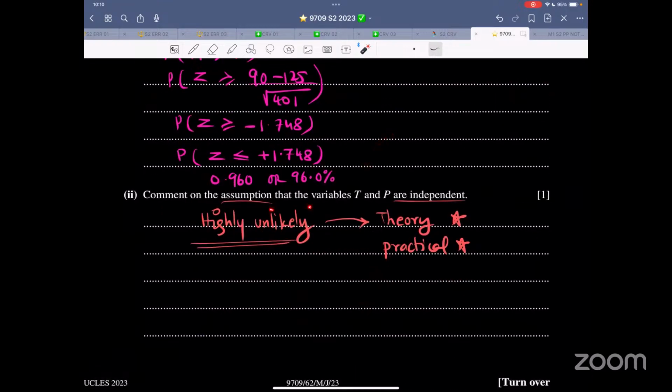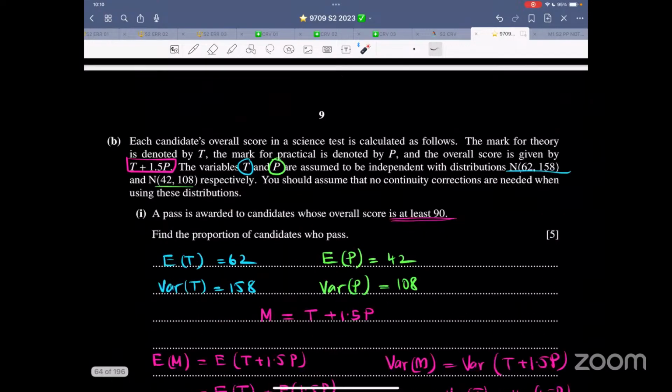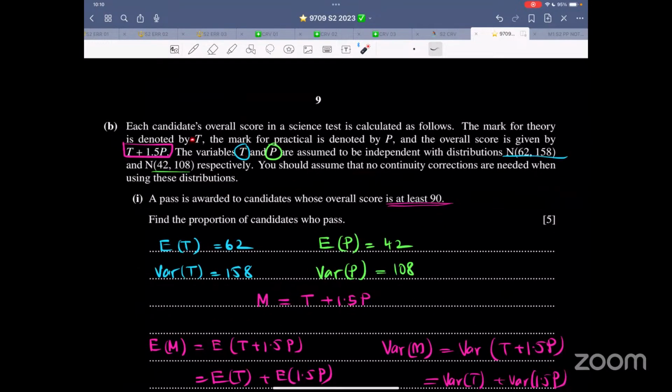Comment on the assumption that the variables T and P are independent. Now, what are they? They are the marks. P is the mark for practical, T is the mark for theory.